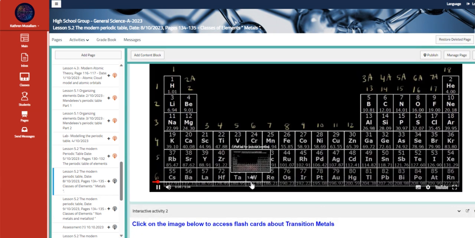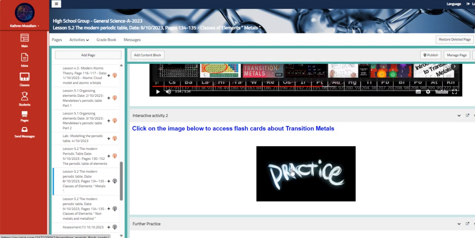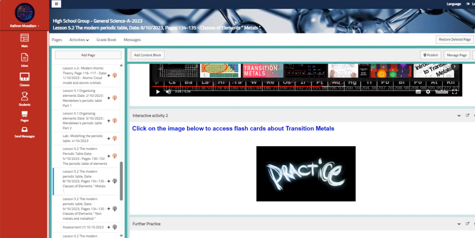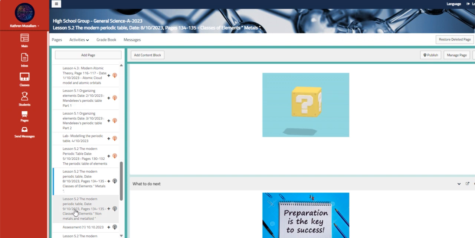On the periodic table, I won't spend too much time looking at the periodic table to write my answer because I can fit it. Okay, also we have here transition metals flashcards. Further practice with their answers, self-assessment, quizzes, and a challenging question.